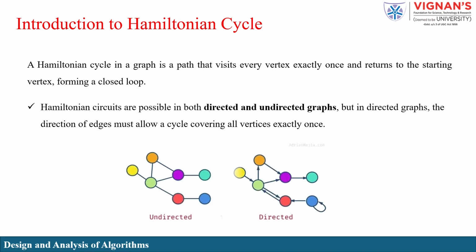As shown in the diagram, both graph types can have Hamiltonian cycles, but the conditions are more restrictive in directed graphs. Because checking all possible paths is complex, backtracking is commonly used to systematically explore valid paths and eliminate invalid ones. This concept forms the foundation for solving Hamiltonian cycle problems efficiently.